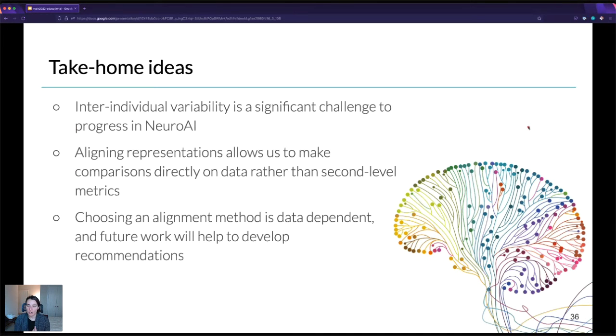And I want to leave you with a few take-home ideas about alignment for our field in neuro AI and some exciting, I think, future directions. So thank you.